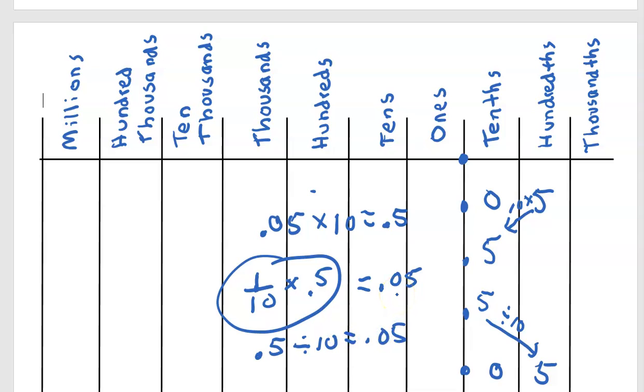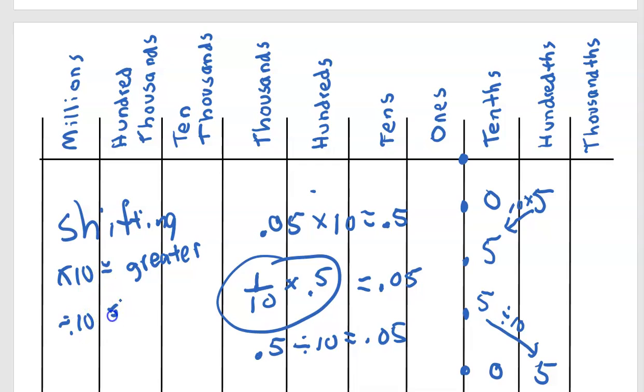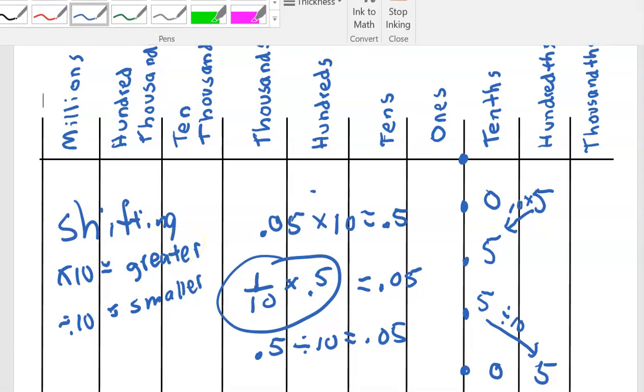So again, think of this. All you think of is shifting. This is the easiest way to think of it. Times 10, the number shifts and it becomes a greater place value. Divide by 10, the number shifts and it becomes a smaller place value. So let's go see how that works. Let's pause this.